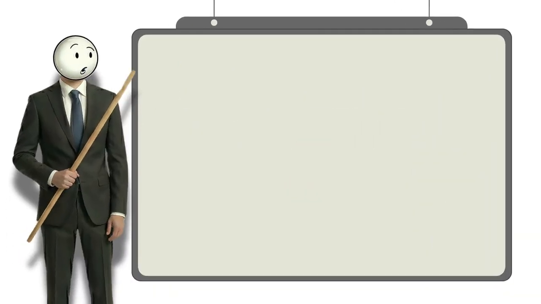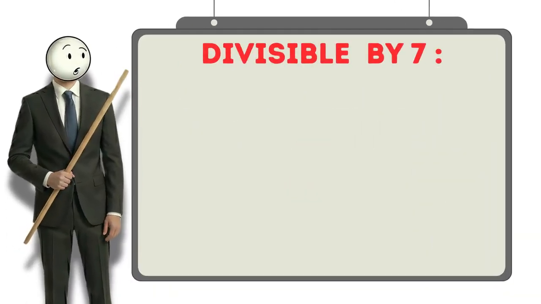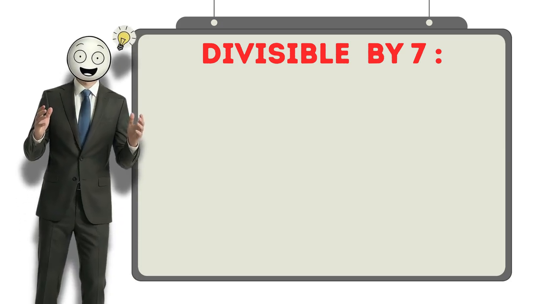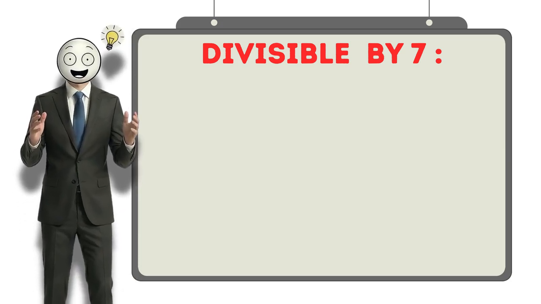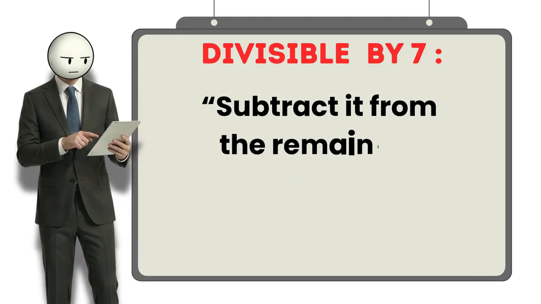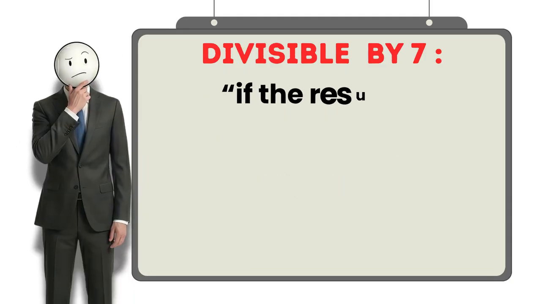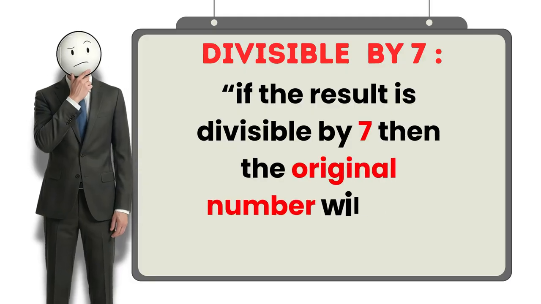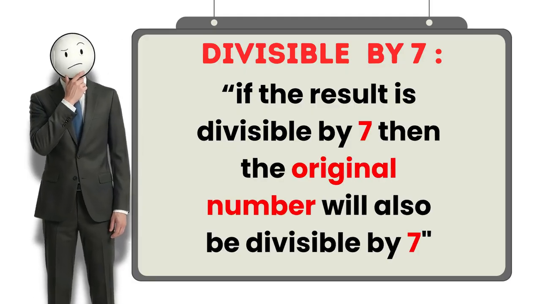Here is the tricky one, divisibility by 7. 7 has a slightly tricky rule, but it works every single time. Take the last digit of the number and double it, then subtract it from the remaining number. If the result is divisible by 7, then the original number is also divisible by 7.